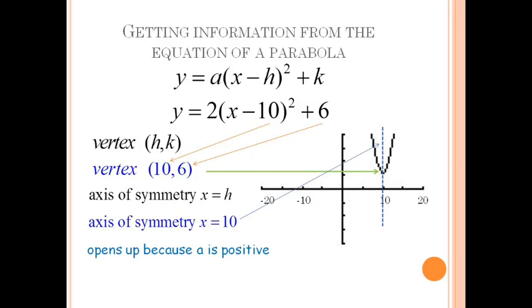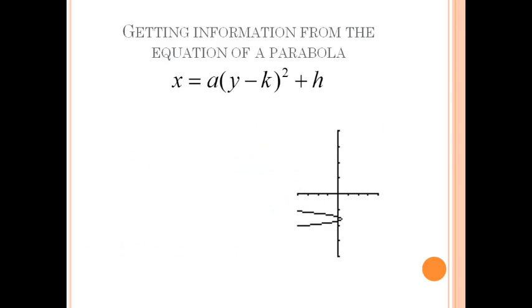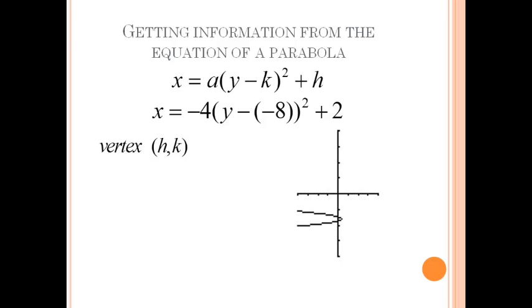Now let's look at one that opens left and right. x equals a times (y minus k) squared plus h. So we're going to use the equation x equals negative 4 times (y minus a negative 8) squared plus 2, or we could write it as (y plus 8) squared. Our vertex, again, is (h, k). h is 2, k is negative 8, resulting in our vertex.